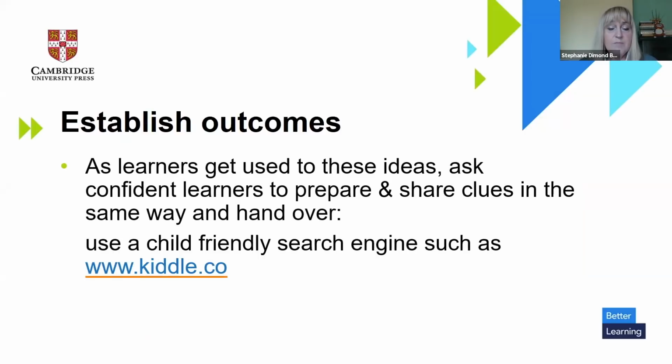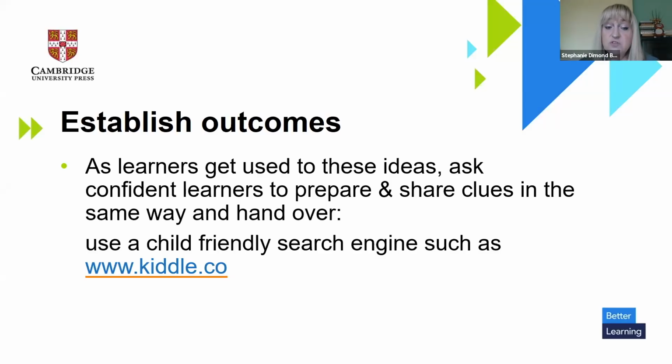Okay. As learners get used to these ideas, this is where we take the first step into autonomy. So with slightly older learners, you could ask them to prepare and share clues for the next lesson. So the students can volunteer. Once you have your volunteer, you might separately, in a separate chat, tell them the topic of the next lesson and hand over to them and ask them to prepare the clues for the lesson. And they can either send them to you by email, or if you share screen, you could get them to share their screens and hand over.